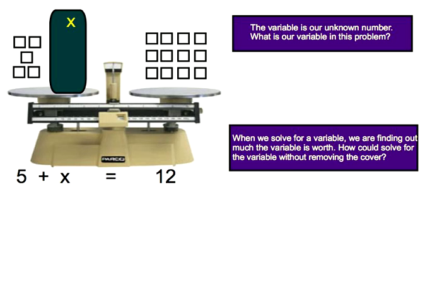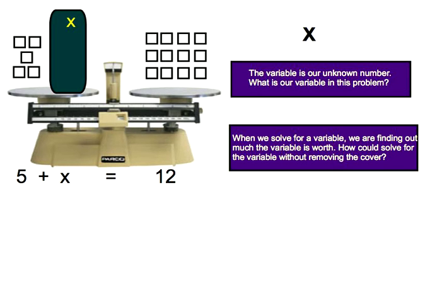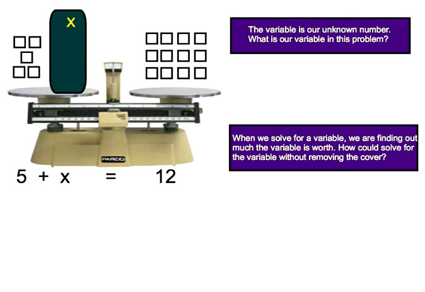The variable is our unknown number. So what is our variable in this problem? Well, our variable is this x right here. We need to figure out what this green box is made up of. So our variable is x, and when we solve for a variable, we are finding out how much the variable is worth.